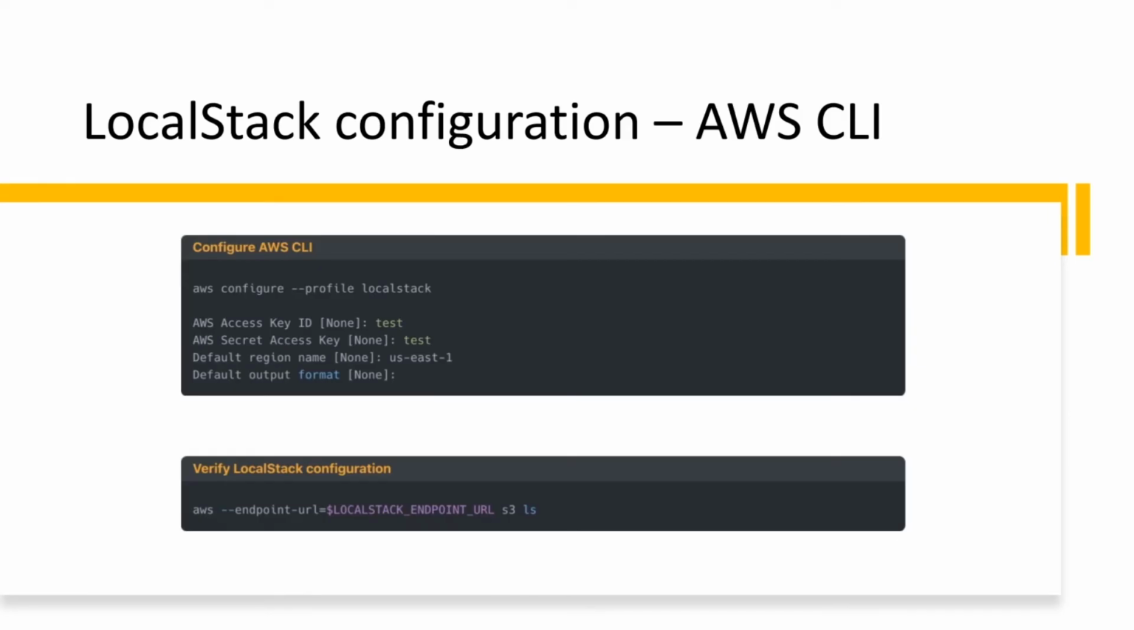To have the ability to use AWS CLI, you need to configure a separate profile named LocalStack. Please ensure that you've set up AWS Access Key ID and AWS Secret Access Key values to test. This step is required to make pre-signed URLs for S3 buckets work. Verify the LocalStack configuration to ensure that the AWS CLI command for listing the S3 bucket executes without any errors. It is important to use the endpoint URL equal to the value of the LocalStack endpoint URL environment variable to send the AWS CLI API calls to the local LocalStack Docker container instead of AWS Cloud Infrastructure.